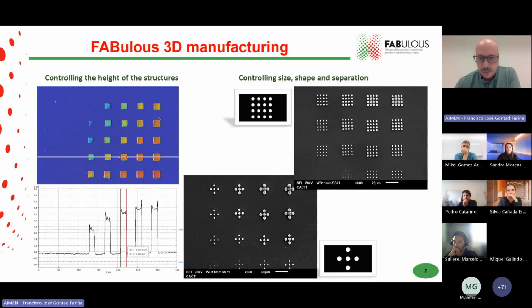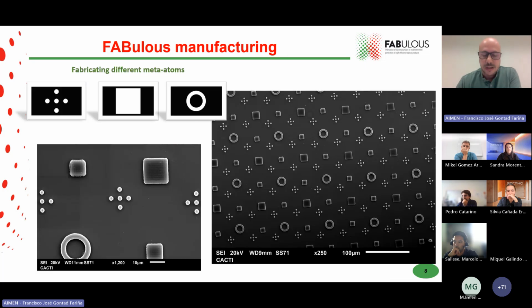We can fabricate not only small cylinders, as in the previous example, but we can fabricate different shapes. In the Fabulous project, we have observed that the definition of different meta-atoms, like small cylinders, like thick small waveguides, or square areas, or annular structures, can lead to a different light interaction, different changes in the propagation of the light. So by adjusting the shape and the structure, we can fabricate different optical functionalities.